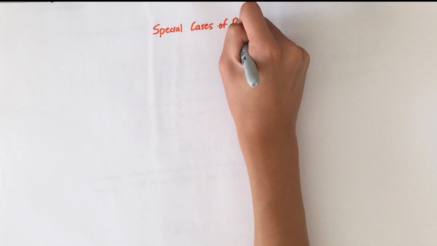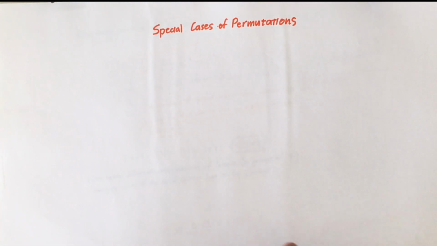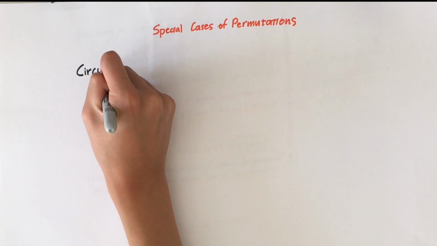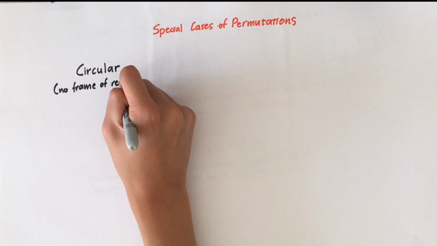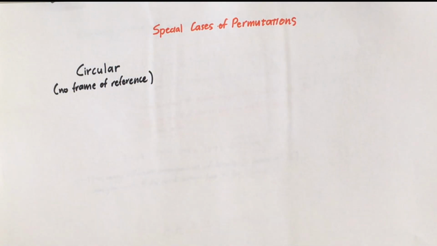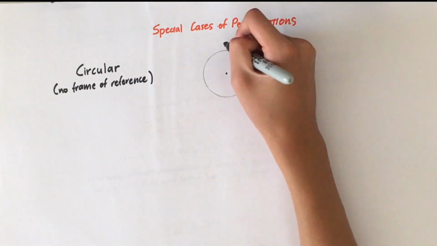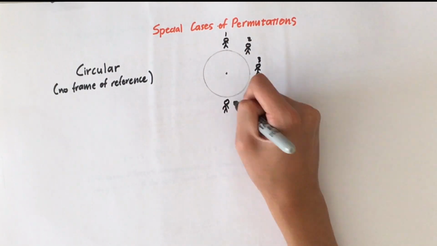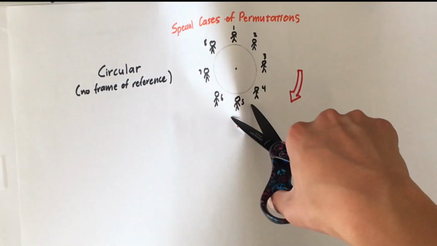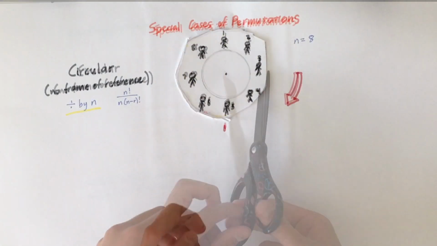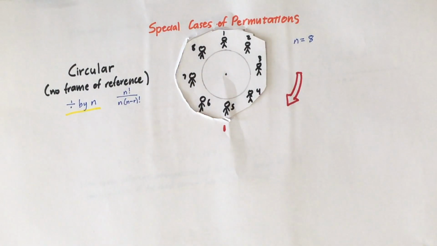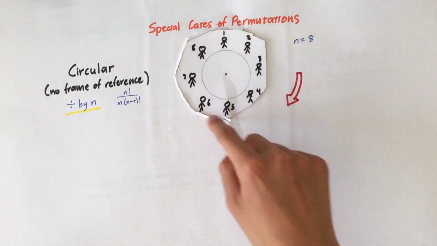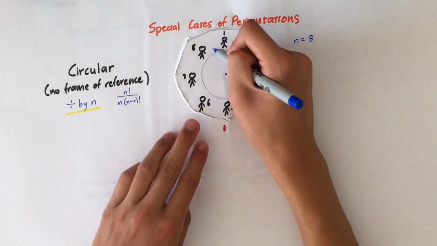So before we go into the practice problems for permutation, I'm going to go over some special cases of permutation. So these are situations where the normal formula does not apply. So the first type is circular permutations, without a frame of reference. So let's say that you have a round table at a birthday party and there's 8 people sitting around it. So if you were just going to look at it from this perspective, then there would be 8 factorial ways to arrange them inside the circle.